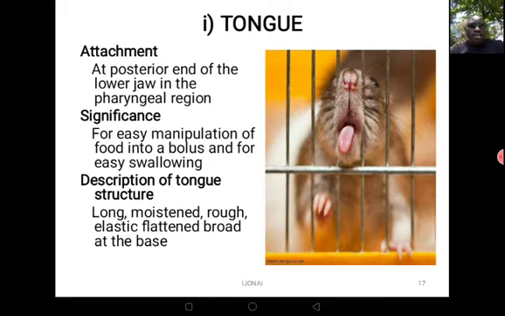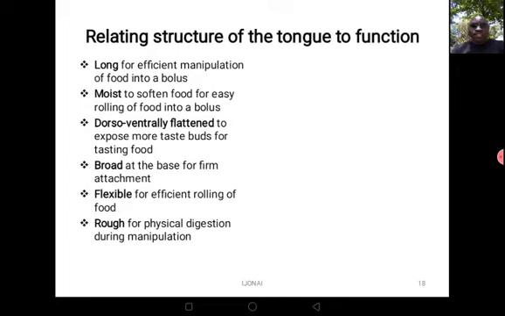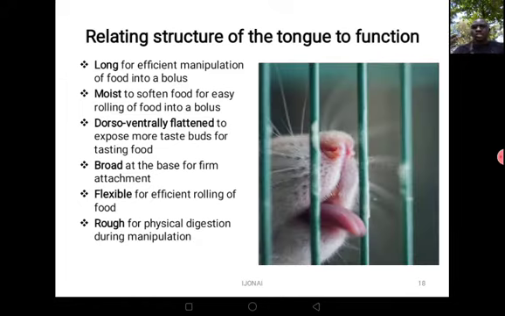We are going to see why that is significant to the body. So let's look at relating the structure of the tongue to its function. We say that the tongue is long. Why is it long? For efficient manipulation of food into the bolus for swallowing. Then it is moist. Why is it moist? To soften the food for easy rolling of the food into the bolus. That's why it is moist, and what makes it moist is saliva.